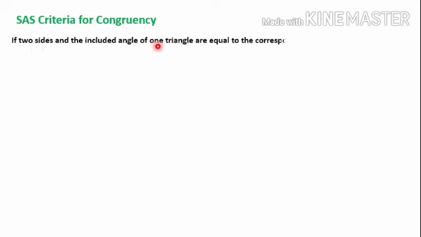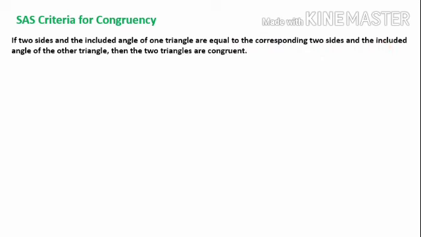Next, we shall discuss SAS criteria for congruency. If two sides and the included angle of one triangle are equal to the corresponding two sides and the included angle of the other triangle, then the two triangles are congruent. Here, two sides and the included angle of one triangle must be equal to the corresponding two sides and the included angle of the other triangle, then the two triangles are congruent.